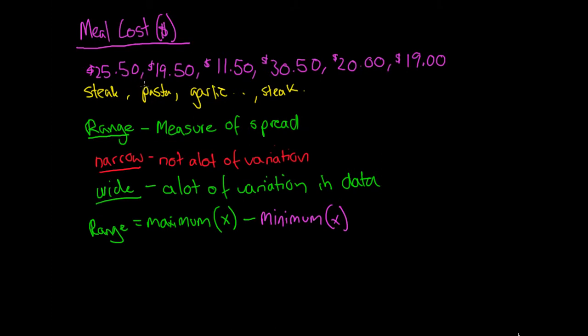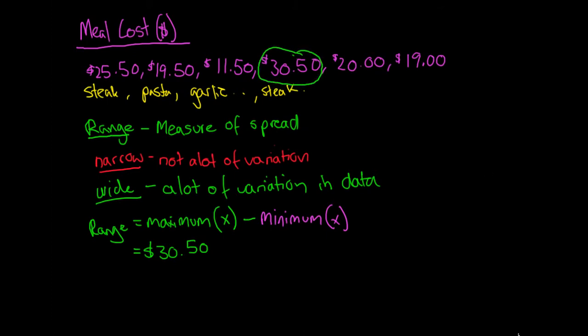So if we go to our data and we want to find our maximum value, so we're looking through, we can see that it was a steak because we have $25.50, $19.50, $11.50, $30.50, $20 and $19. So it's going to be our steak, which costs us the most, and we'd expect that. Usually when we go out, steaks cost the most. So up here, our $30.50 is going to be the maximum value of x.